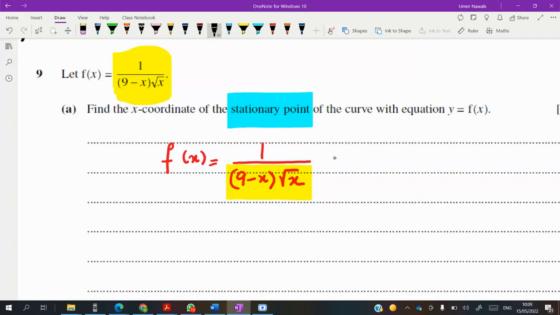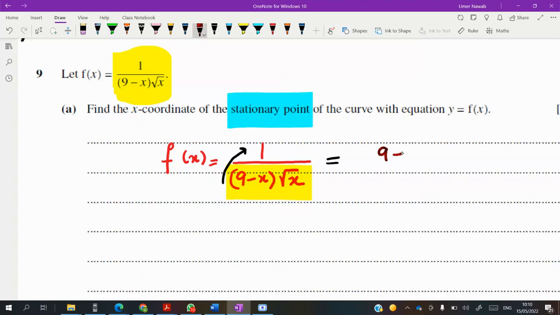What I would suggest is that you push all the terms up, or at least send one of them up. Suppose I send square root of x up. Then it becomes x to the power minus 1 over 2, and 9 minus x stays down. A student can also send 9 minus x up and keep the square root of x down. Both things can be done.